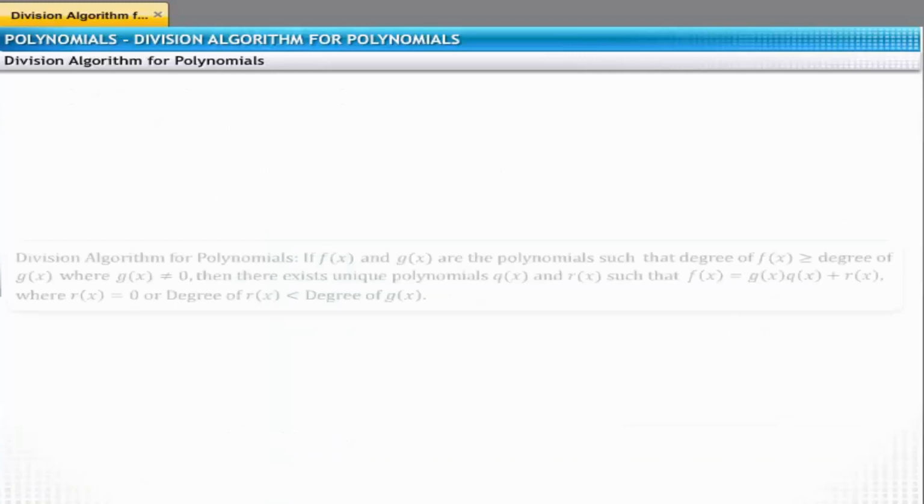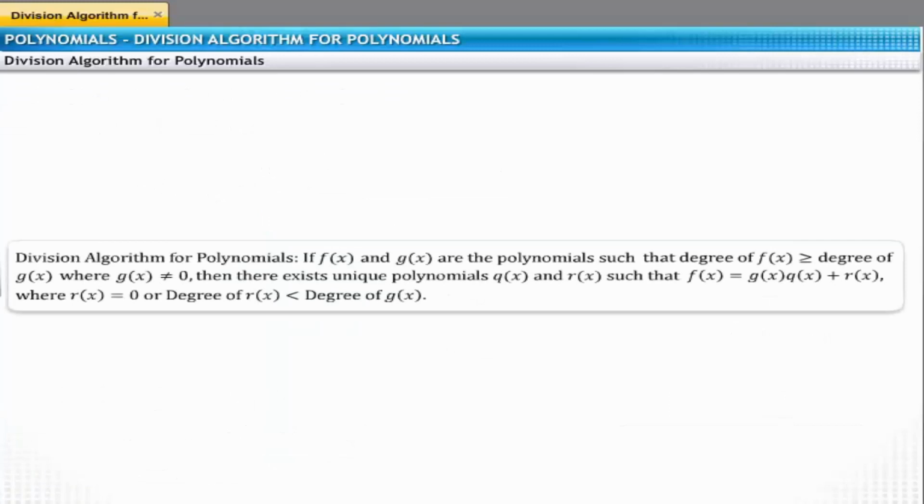This implies that division is not possible if the degree of the remainder is less than the degree of the divisor. In general, the division algorithm for polynomials states that if f of x and g of x are polynomials such that the degree of f of x is greater than or equal to the degree of g of x, where g of x is not equal to 0, then there exist unique polynomials q of x and r of x such that f of x is equal to g of x into q of x plus r of x, where r of x is equal to 0 or the degree of r of x is less than the degree of g of x. This is known as the division algorithm for polynomials.